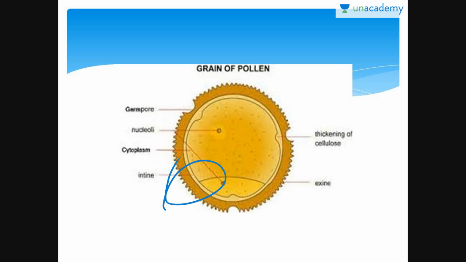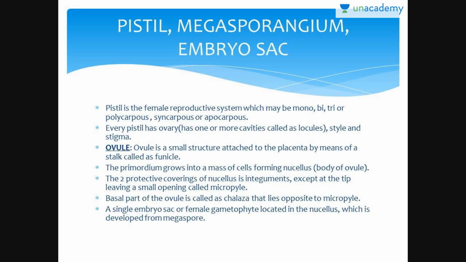On maturity of the pollen grains, there are 2 cells, one vegetative and the other generative. So 60% of angiosperm pollen grains are shed at this two-celled stage, and in the others the generative cell divides mitotically to form 2 male gametes before pollen grains are shed, which is called the three-celled stage.